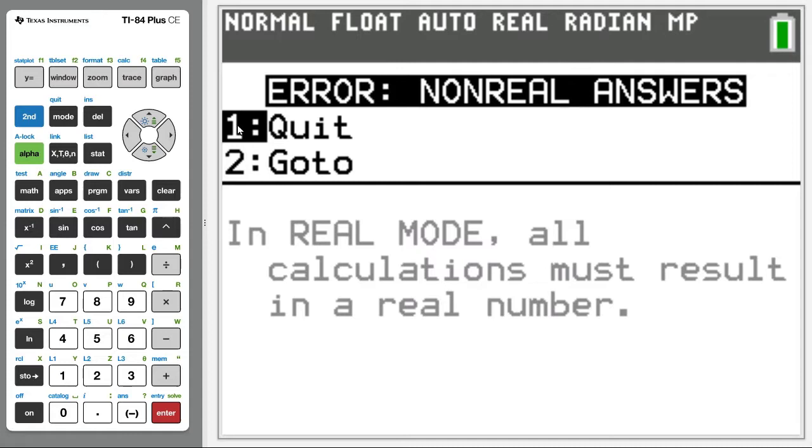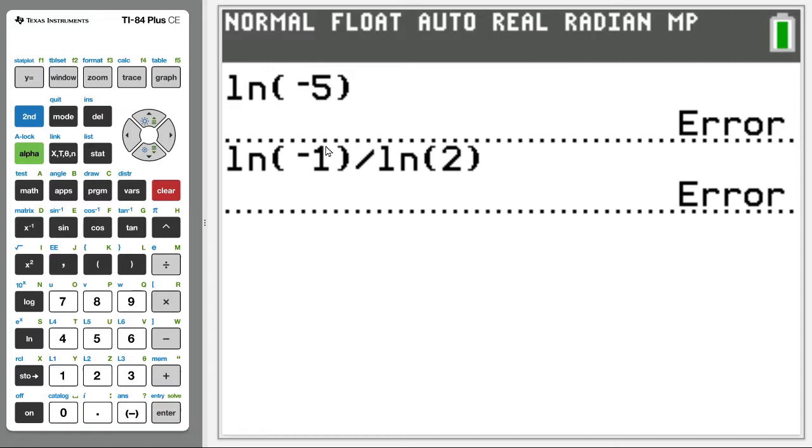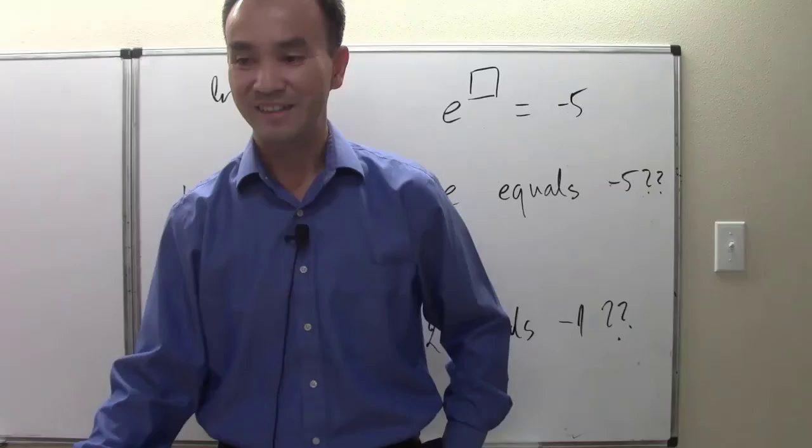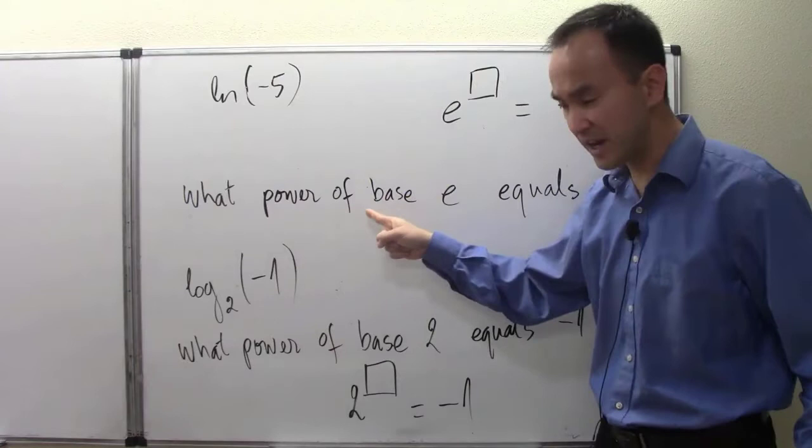So any one of the problems so far is due to the fact that the machine is not able to handle the logarithm of a negative number. And so now logically it is the way it is. We cannot find a power.